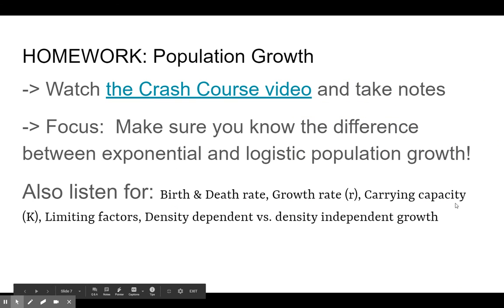So we're going to continue looking at populations tomorrow as well. And tomorrow we're going to get into some different types of population growth and look at some mathematical modeling of population growth. So for homework tonight, I would like you to watch a crash course video. It's about 11 minutes long and introduces two different types of population growth called exponential and logistic population growth. These are going to be important concepts to understand before we start class tomorrow. So please take a little while and watch this video.